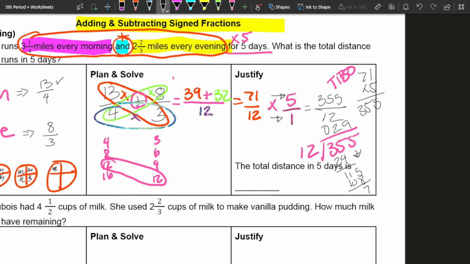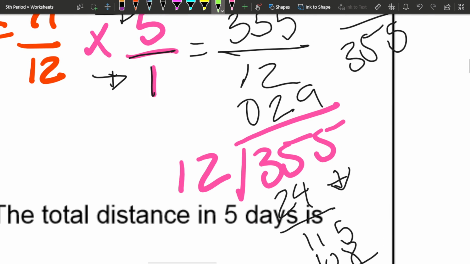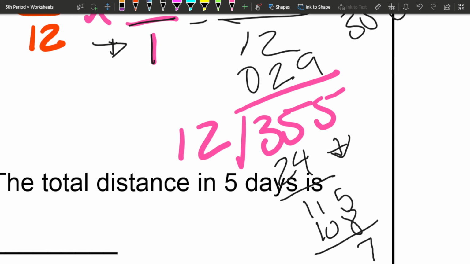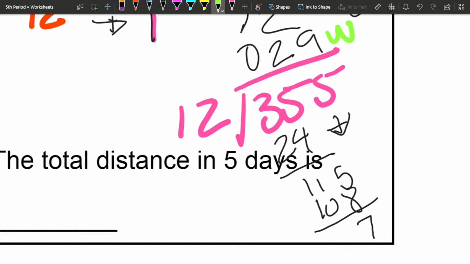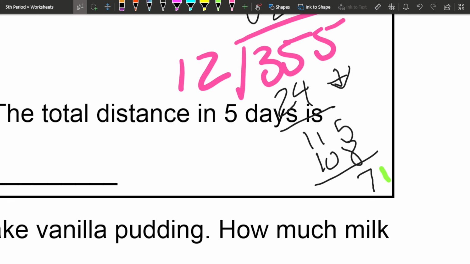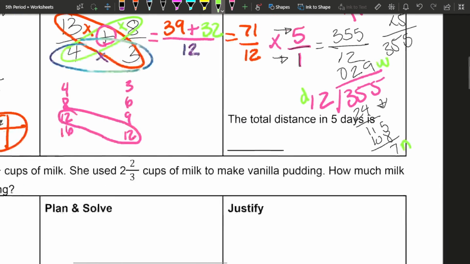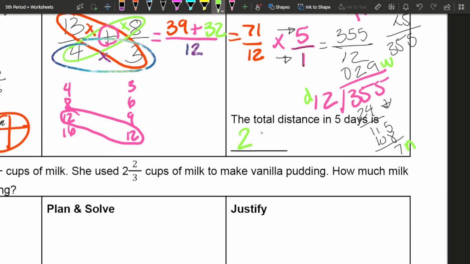But mister, I forgot how to write this as a mixed number. Not a problem. The 29, the number on top, is going to be your whole number. Your remainder is going to be your numerator. And this is going to be your denominator. So you're going to write this how? 29 and 7/12. So about 29 and a half miles, almost. A little over 29 and a half miles. Any questions on this? That was for the 5 days.